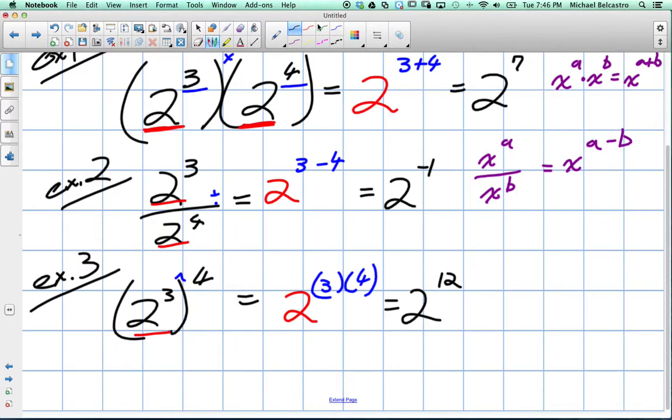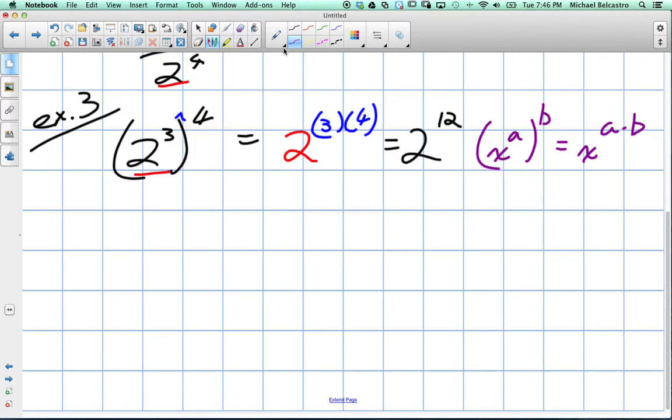Great. So let's build a rule. X to the power of a, to the power of b is equal to x to the power of a times b. A times b. That little dot means multiplication. Okay? So you built it. You've just gone through those 3. There are 2 others I would like you to know. Okay, we'll call this example 4.